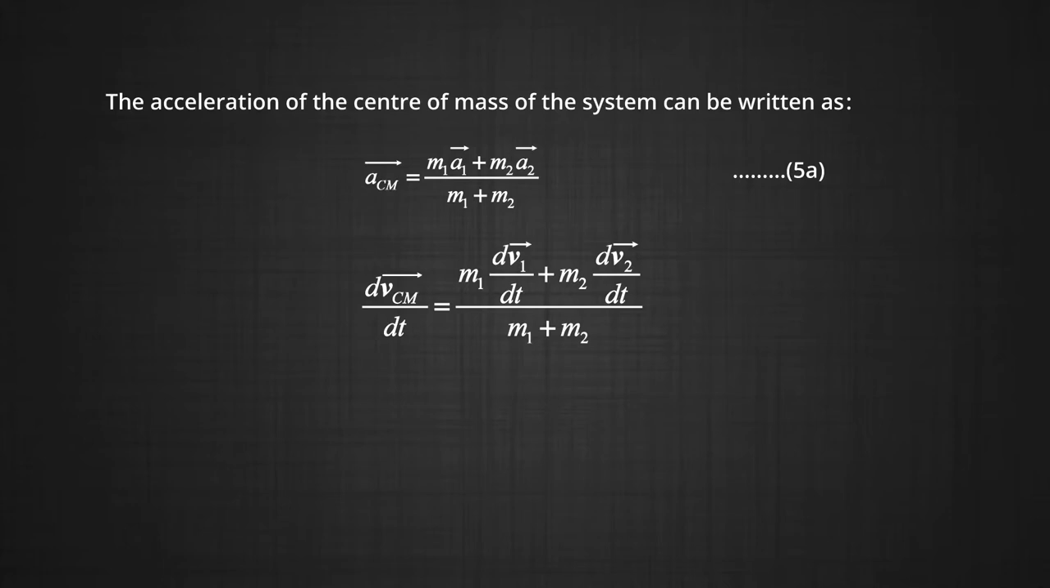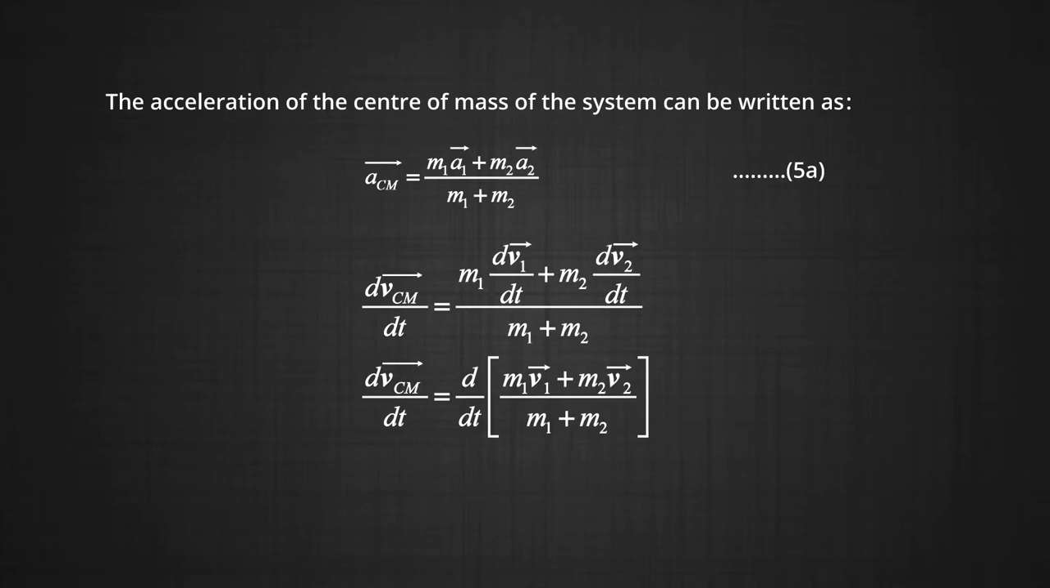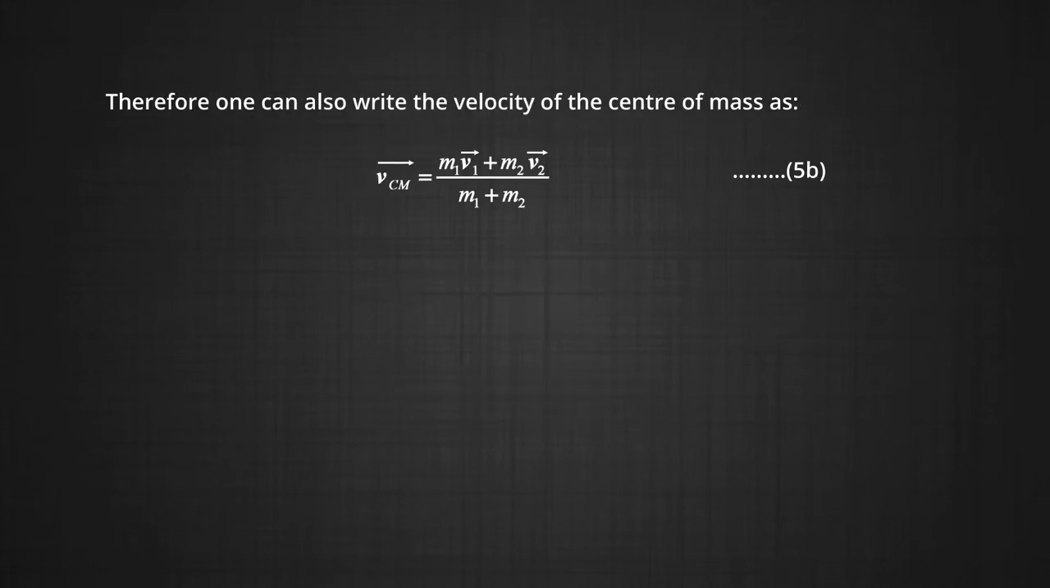We can take the d by dt on the right hand side common, and we can write dvcm by dt as d by dt of (m1 v1 plus m2 v2) upon (m1 plus m2). Therefore, one can also write the expression for the velocity of the center of mass as vcm is equal to (m1 v1 plus m2 v2) upon (m1 plus m2). Let this be equation number 5b. Similarly, we can write velocity as the derivative of the position vector.